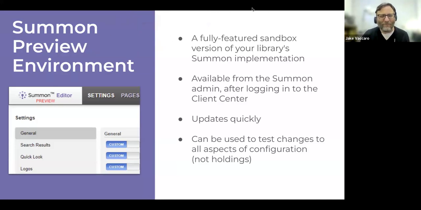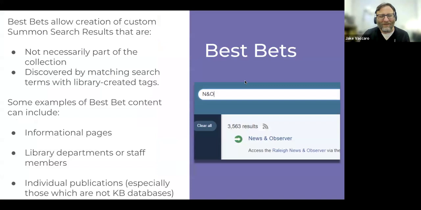So I want to talk a little bit about best bets and how we use those. Best bets basically are a way that you can make certain things appear in your Summon search results. Things which could be part of your collection, they could be part of your library's website, they could be entirely different things. But basically, it's a way to force things to appear when someone puts a certain string of text into the Summon search.